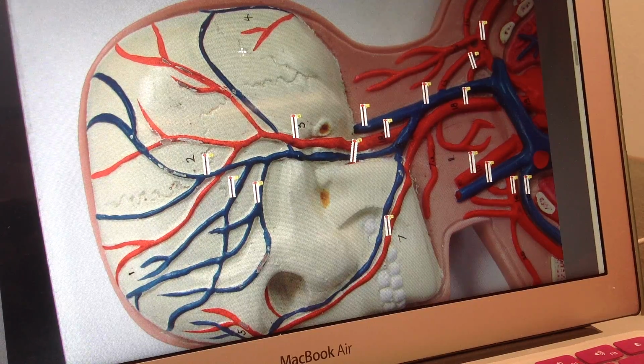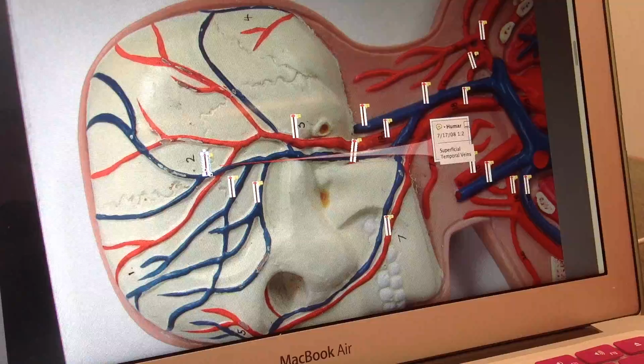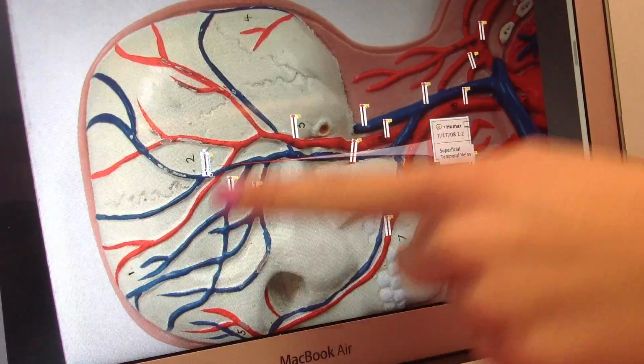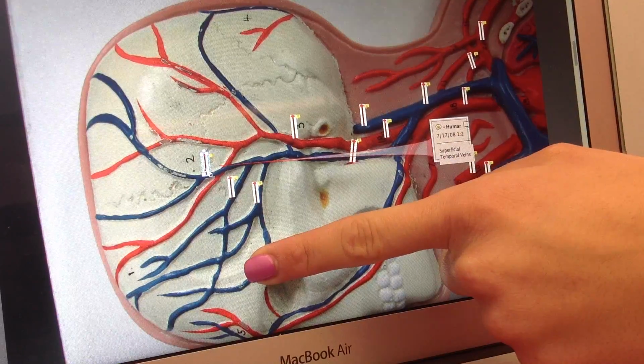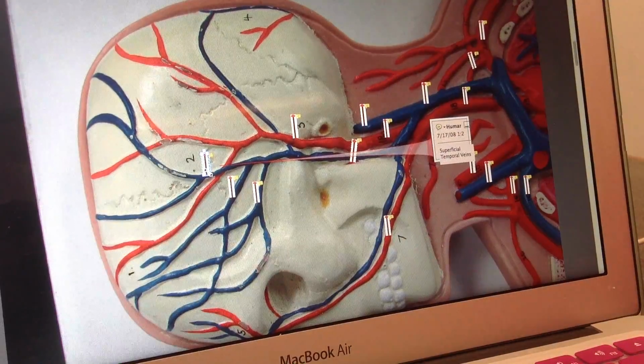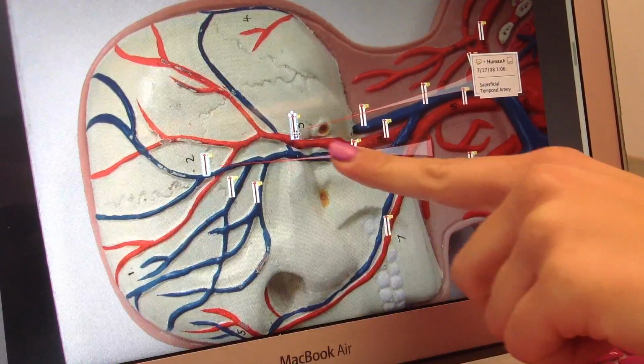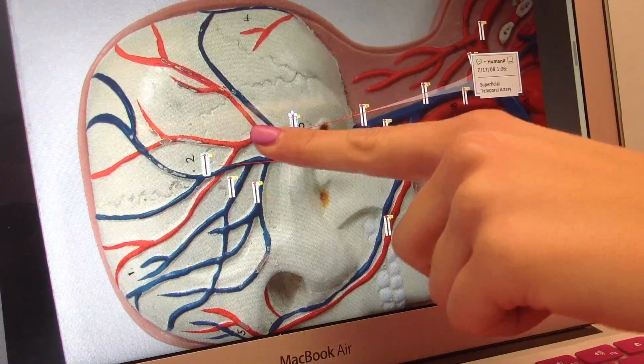Okay, now we are going to do the arteries and veins of the head and neck area. So we're going to start with the head first. Right here, these veins are the superficial temporal veins. It'll be right here, and right here. So those are the superficial temporal veins. The red one, which is the artery, is the superficial temporal artery. So that's the superficial temporal artery.